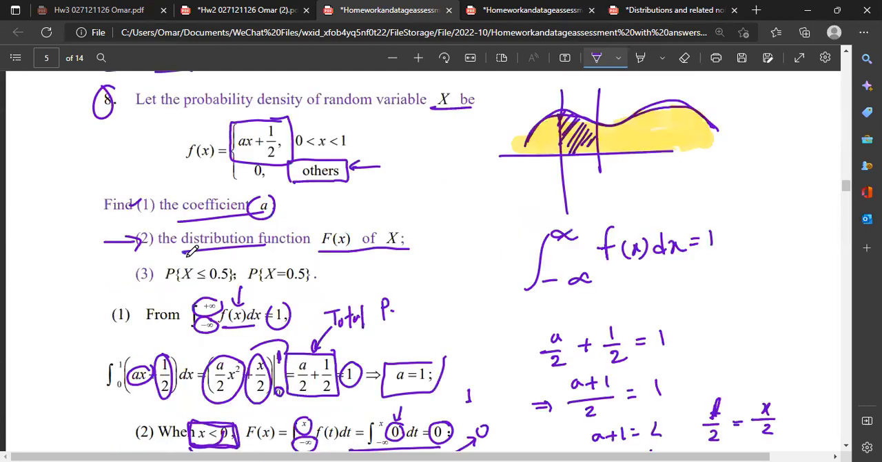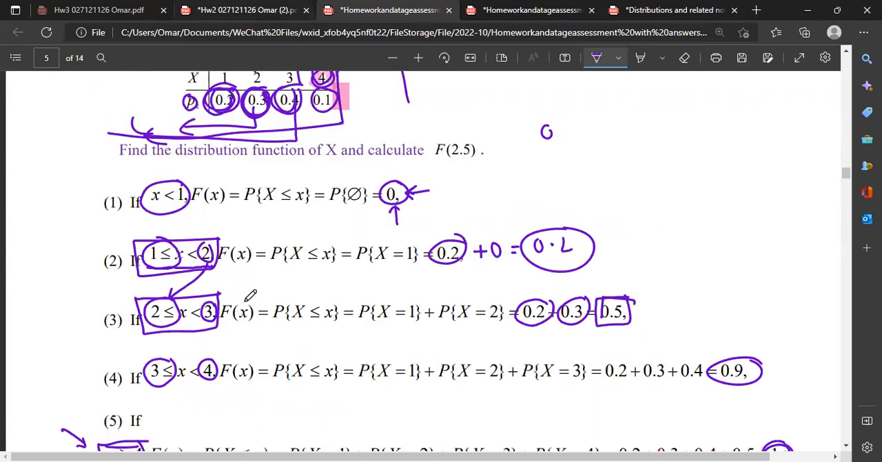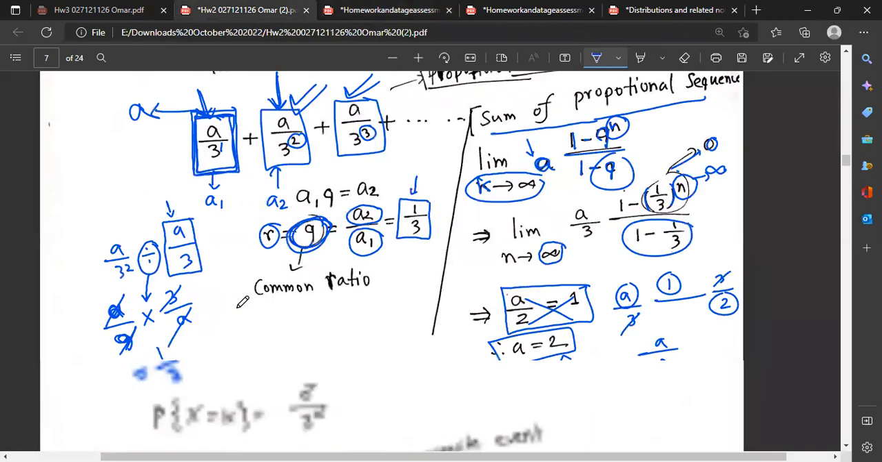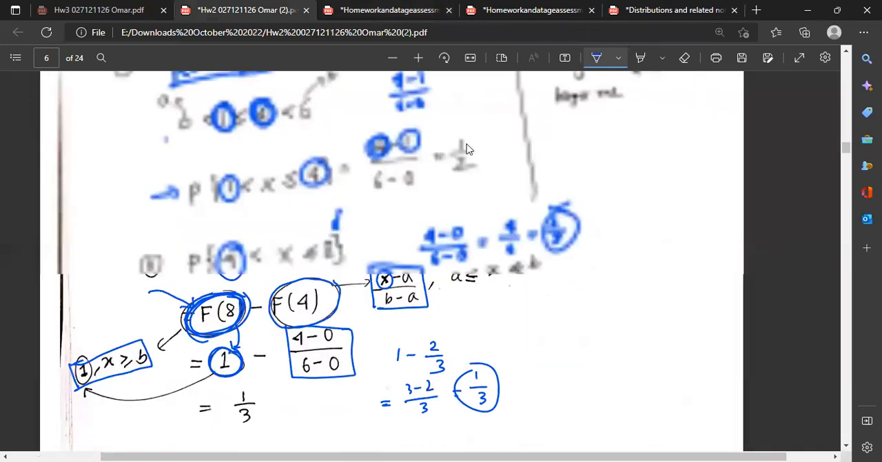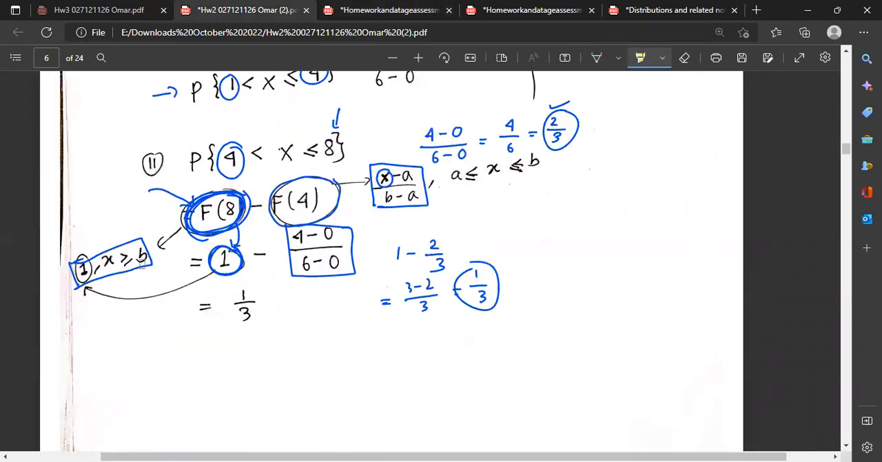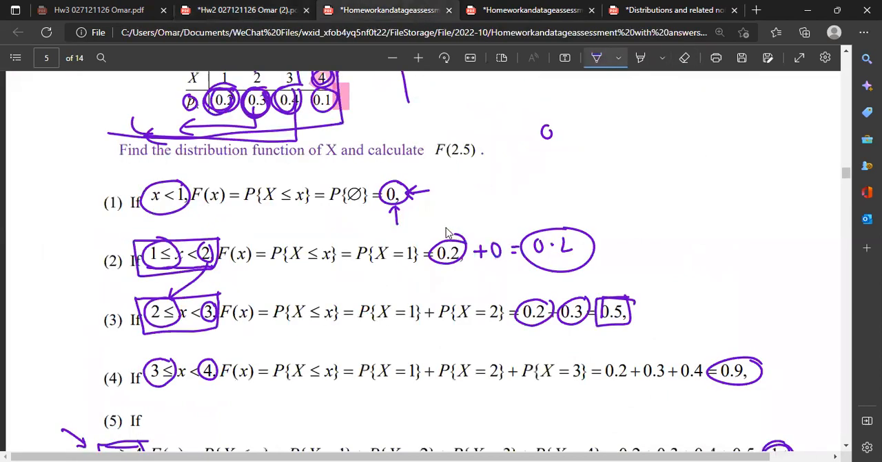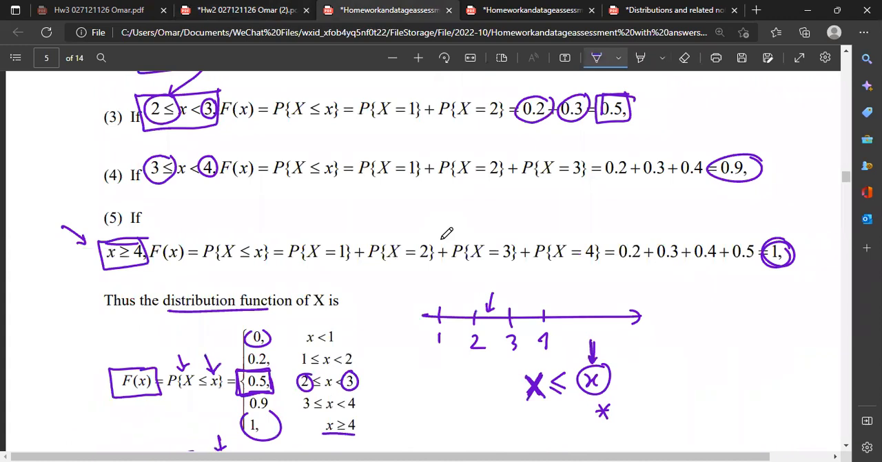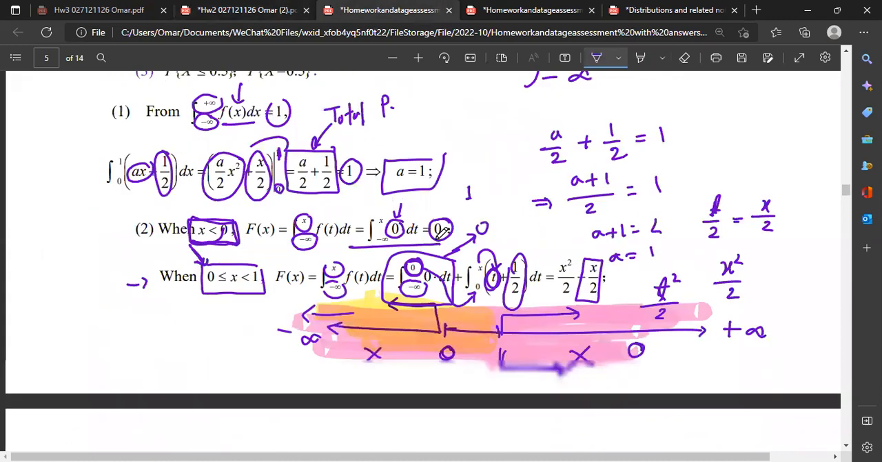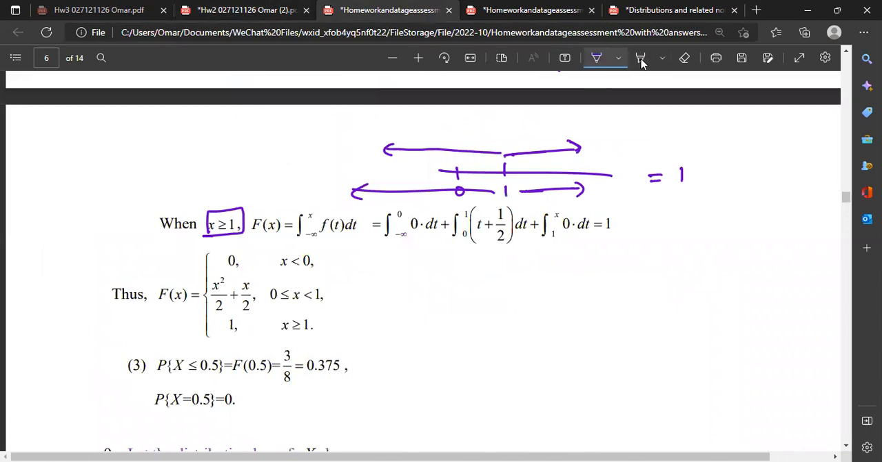Maybe I have written a small formula here in my notes. If you look back here, you see here, when x is greater than b, then the result will be equal to 1. See? So this is called the total probability formula. So the same way here, the answer will be 1.